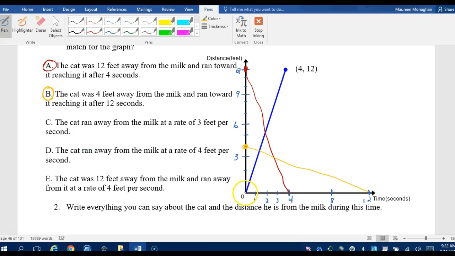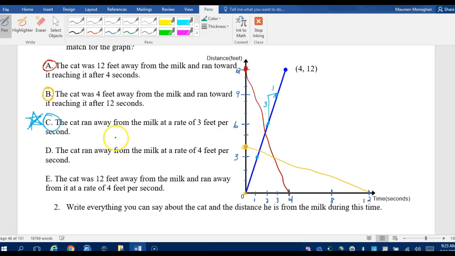So he's starting at the milk, and let me get a different color, and he's running away from the milk at 3 feet per second. So he's going up 1, 2, 3, and over 1. So the rate is 3 over 1. So obviously this is the correct answer. So we'll put a star by that one. But let's keep going because we want to be familiar with what each one of these means.